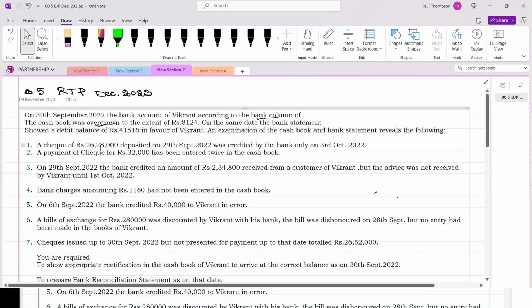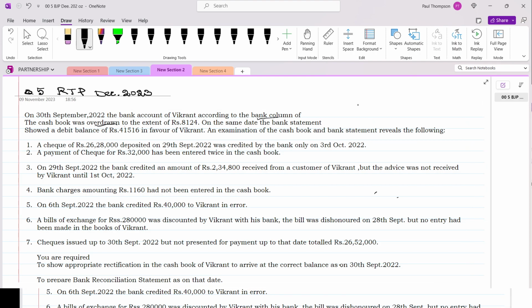A check of rupees 26 lakh 28,000 deposited on 29th September was credited by the bank only on 3rd October. It means that on 29th September itself, we would have entered in our cash book on the debit side the check when it was deposited. So there is no need of doing it again in the adjusted cash book. So this item will go into your BRS. Understood? Because we have already entered on 29th September.